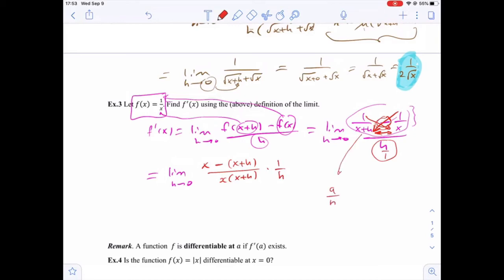If you have a over b plus or minus c over d, how to get a common denominator? There's a simple method that says you multiply a by d and c by b, and then you divide by the product of the denominators. So a times d, and the sign here is negative, c times b, all divided by bd, and that's it. That's what I applied here. So I multiplied 1 by x, minus 1 times x plus h, and then divided by x times x plus h.